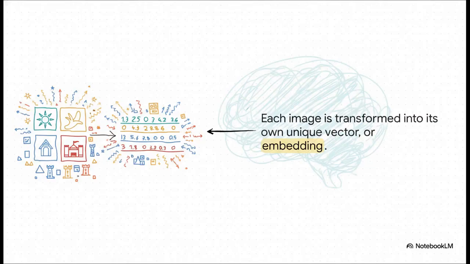And right here, this is it in action. A picture of the sun, a banana, a castle. Each one gets crunched down into its own special numerical vector. Every single number in that string stands for some visual feature the AI picked up on. Things like how round is it? How yellow is it? Or does it have pointy bits?